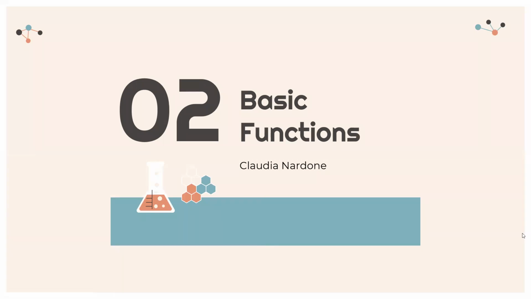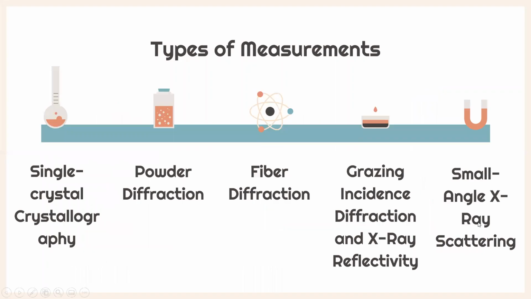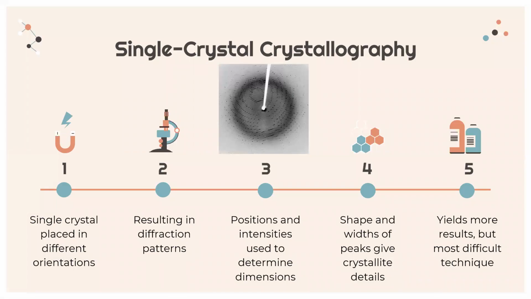So I'm going to talk about the basic functions of X-ray crystallography. There are a few types of measurements you can make: single crystal crystallography, powder diffraction, fiber diffraction, grazing incidence diffraction, and X-ray reflectivity, and lastly, small angle X-ray scattering. For single crystal crystallography, you will need a single crystal, and it is placed in different orientations in the X-ray beam. This results in diffraction patterns shown in the picture.